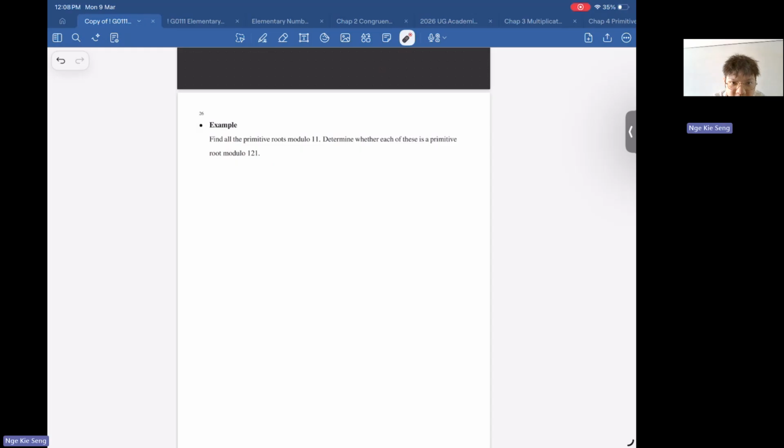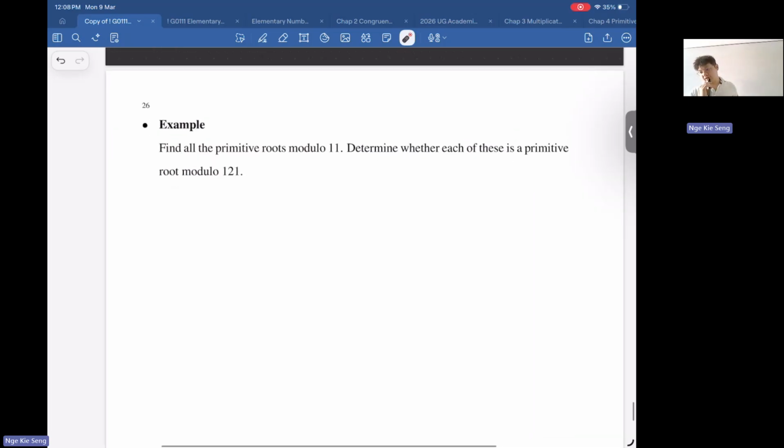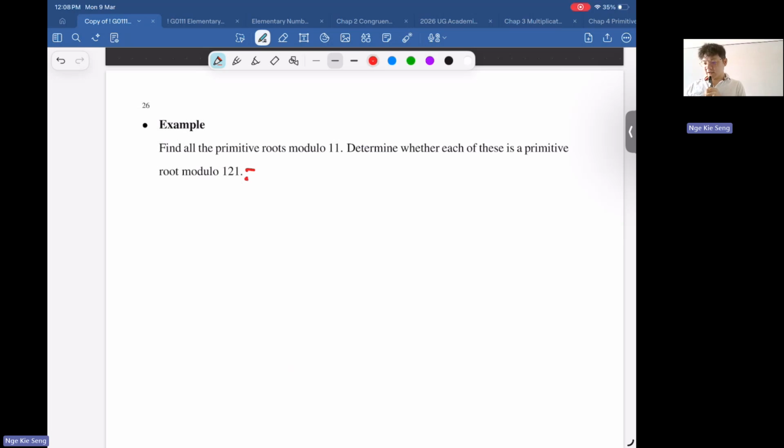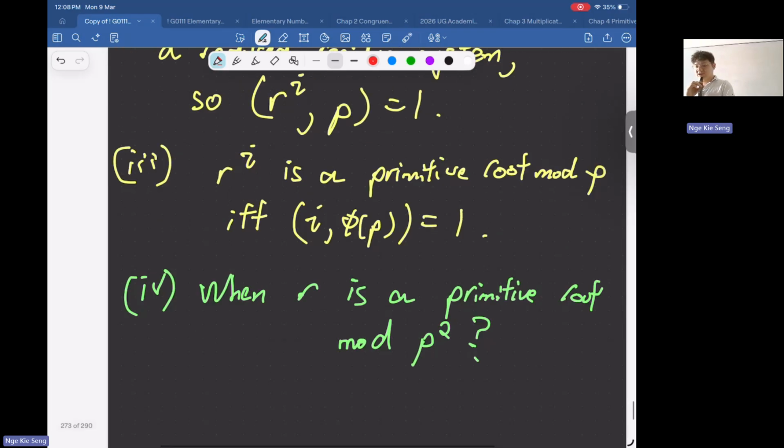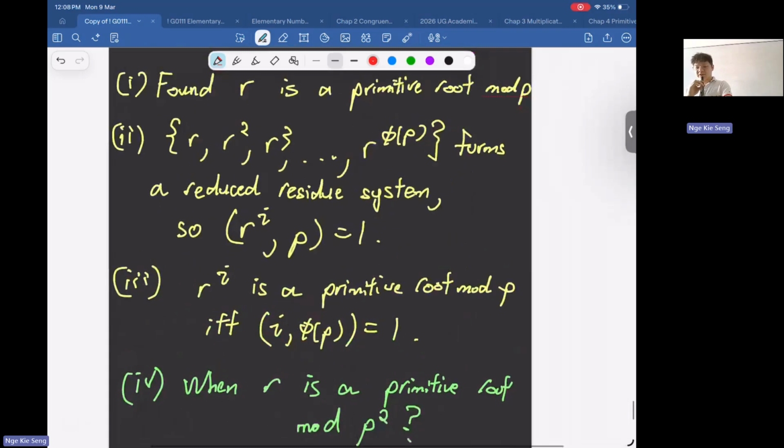Okay, I give you 3 minutes to do this. Find all the primitive roots mod 11 and determine whether each of these is a primitive root mod 121. What's the relation between 11 and 121? 121 is the square of 11. So you will use the method we learned just now: check whether p minus 1 is the order of these primitive roots. I use this strategy here to do this question.